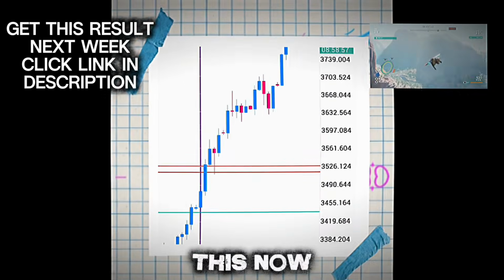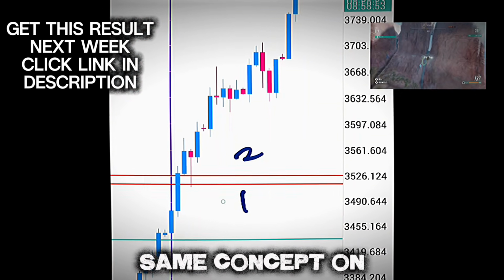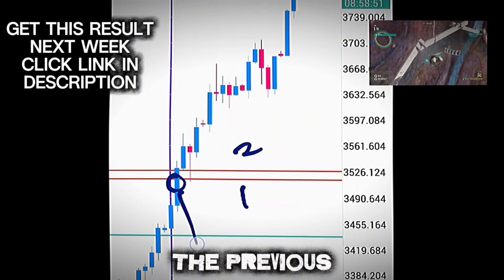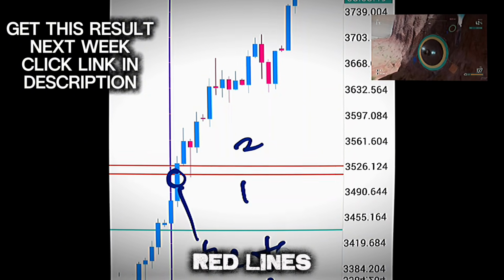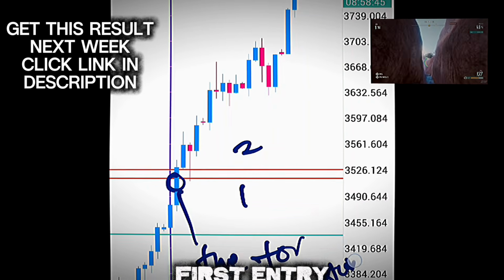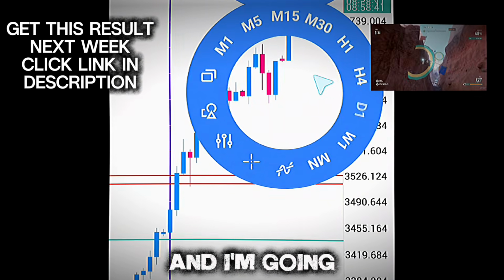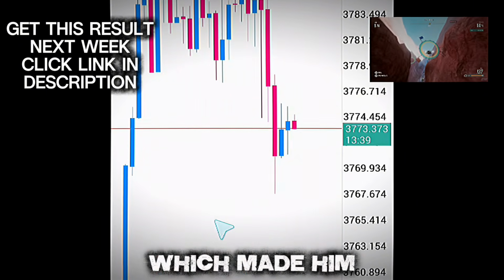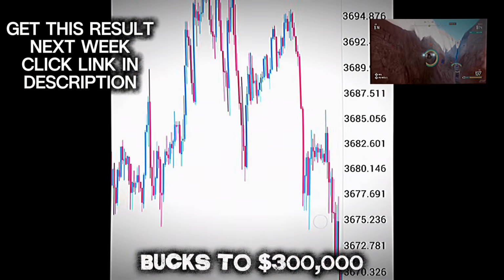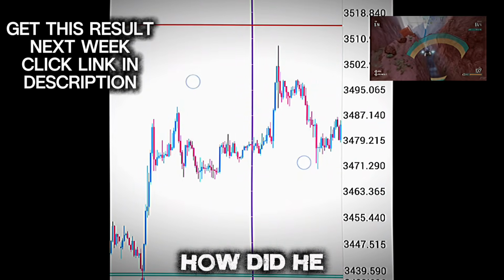After explaining this, now I want to use this same concept on the previous trade, and those 2 red lines are literally the guide entries. The first red line is the first entry, and the second red line is the second entry, and I'm going to be explaining both of them, which made him take $10 to $300,000 in just 2 trades. So how did he do it?